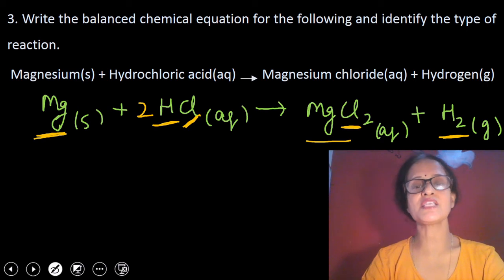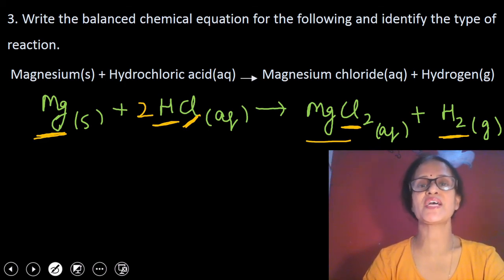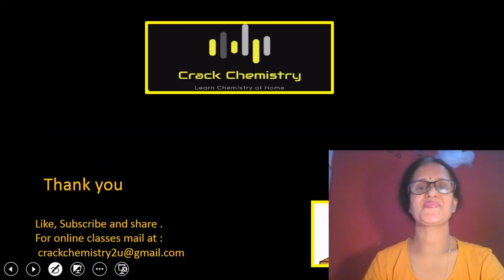Now what is the last part of the question? Last part of the question is you have to identify the type of reaction. So if you look at this reaction carefully, you can easily predict that in this reaction, magnesium atom is displacing hydrogen from HCl and forming MgCl2, and hydrogen gas is liberated. So this reaction is an example of displacement reaction. I hope it is clear to you.